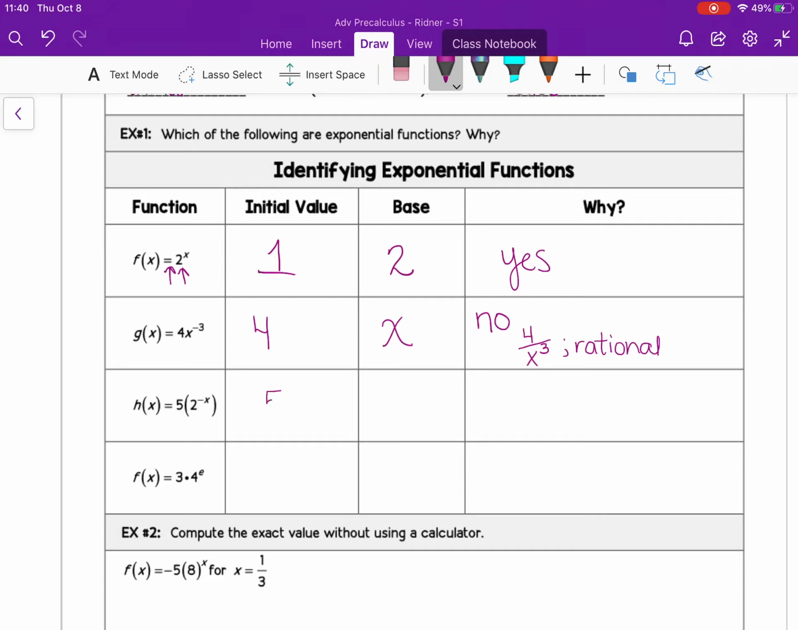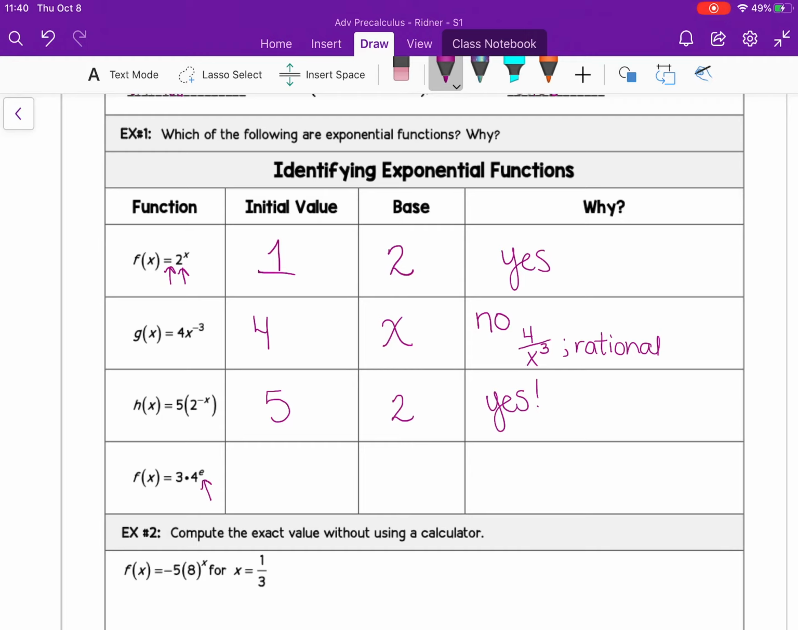Our next one, you have an initial value of 5, a base of 2. X is in the exponent, so yes. Even if it's negative, that's okay. That's actually just going to mean reflection, but it's still exponential.